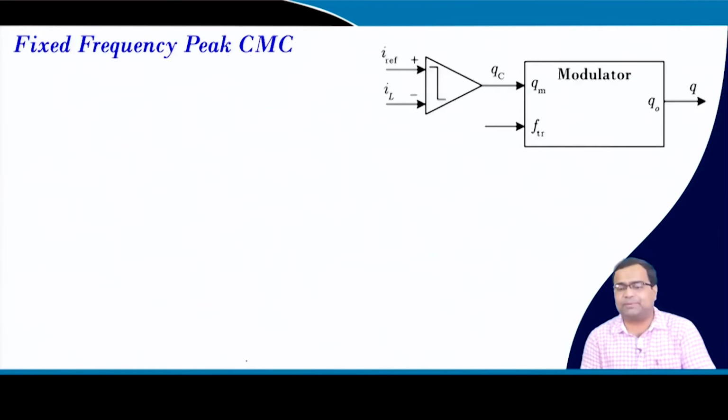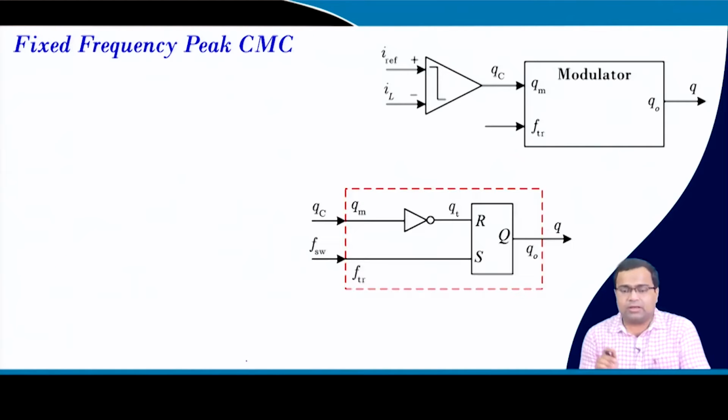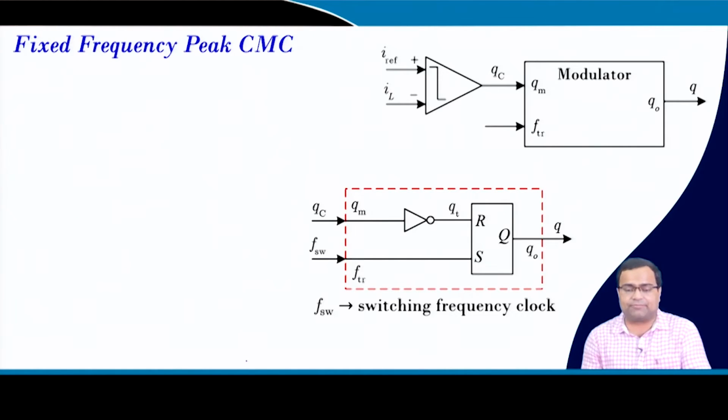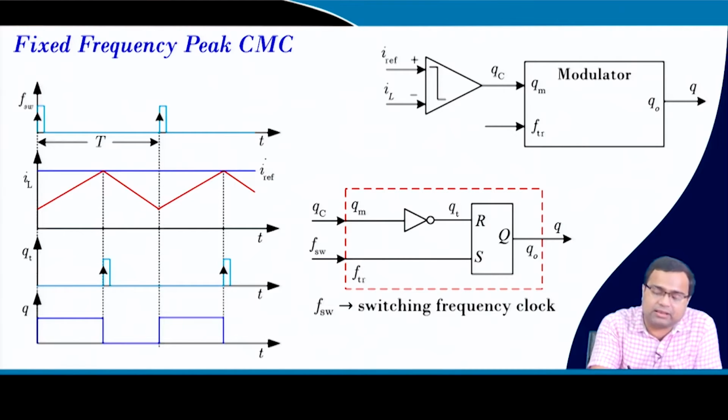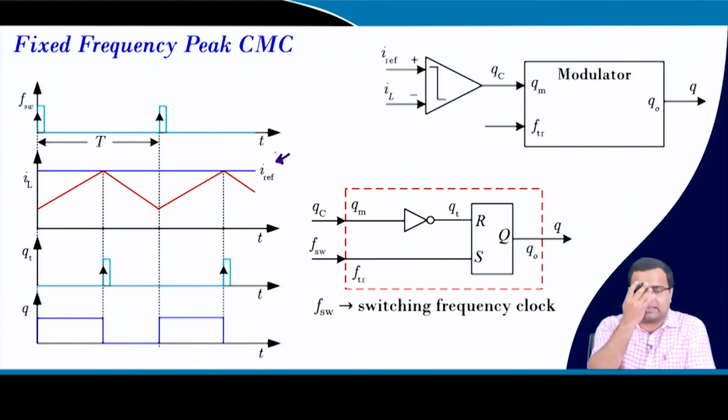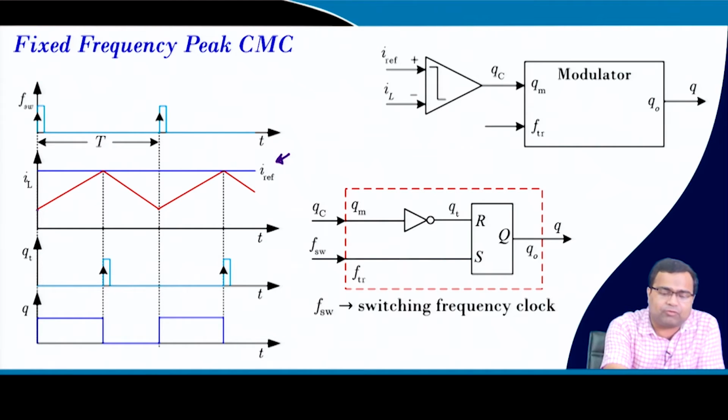In fixed frequency peak current mode control, we are talking about this modulator. Now, if we draw the inductor current waveform, in peak current mode control our reference current acts as the peak reference current, and the inductor current will simply follow. That means when it hits the upper limit, it turns off.